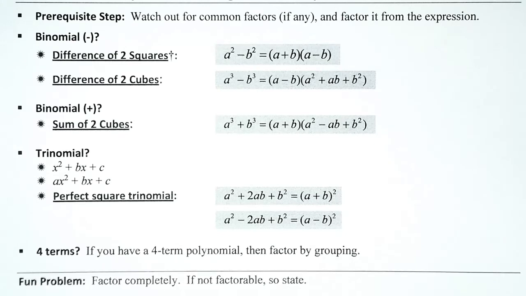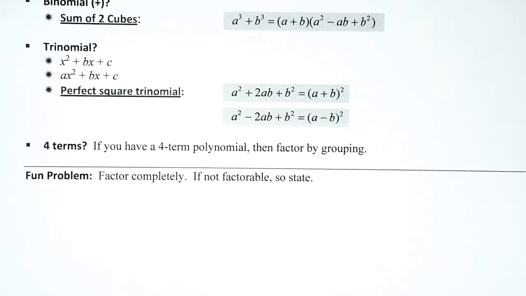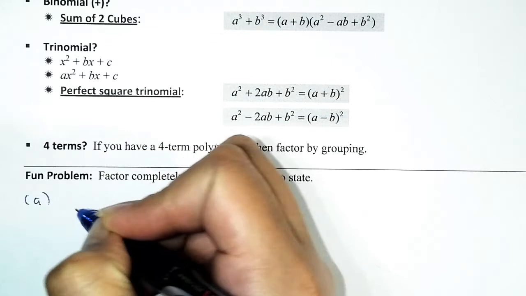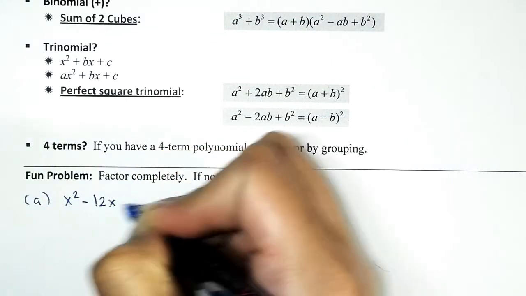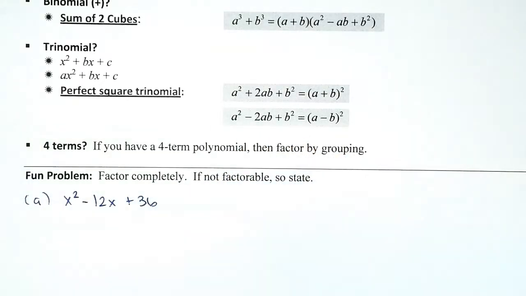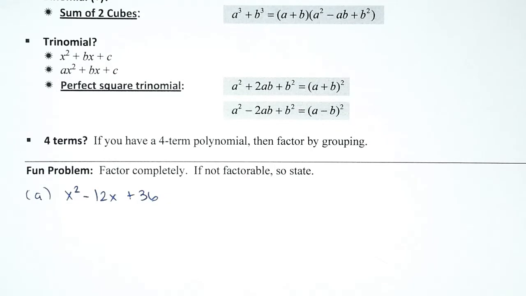Okay, so the directions, the same ones you're going to see until we hit the next chapter, which is factor completely. I want to point out that it doesn't say what strategy you have to use to factor, so just factor however you want. So this is our first problem. We have x squared minus 12x plus 36. Okay, so the prerequisite step is to watch out for common factors. Our terms don't have any factors in common other than 1, so we're good.